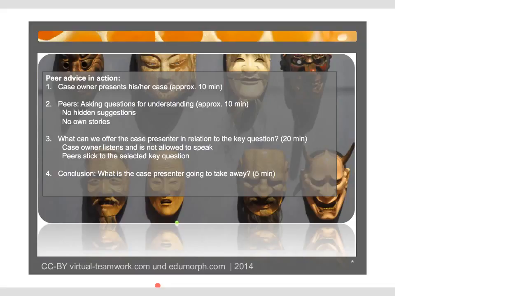Okay, we're going to move on now to step 2, to the peers, fellow coaches. What questions do you need answered to improve your understanding of this case? And again, please no hidden suggestions, no own stories. You can either type your question, I would say in the text chat is probably the easiest way, but of course we can also grant you unmute your microphone. If you would like to speak, please raise your hand.